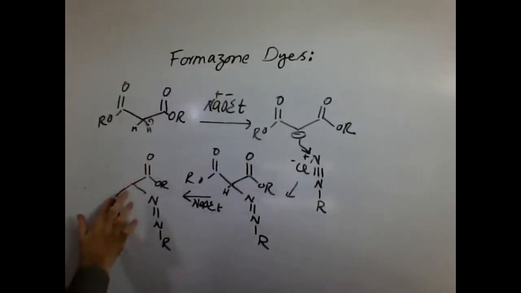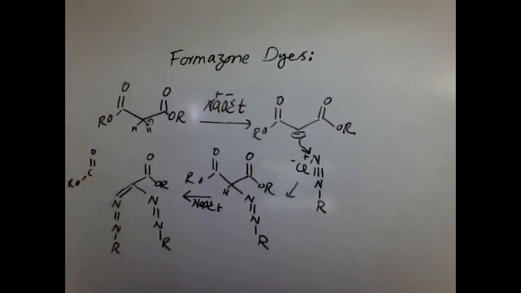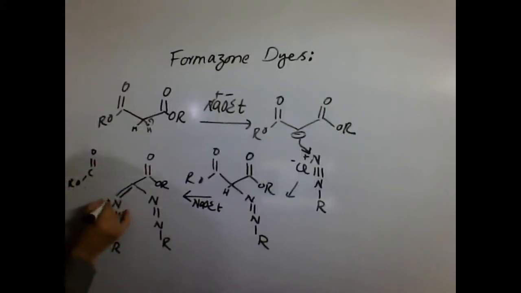I can write, so there will be a new double bond between carbon and nitrogen, and this OR has been kicked out as a negative entity from here. So at this point of time, this carbon will carry positive charge because it carries 4 bonds at the moment, 2 with the carbon, 2 with the nitrogen, so it is supposed to carry positive charge.